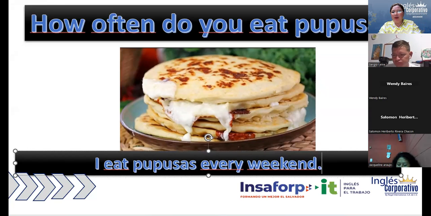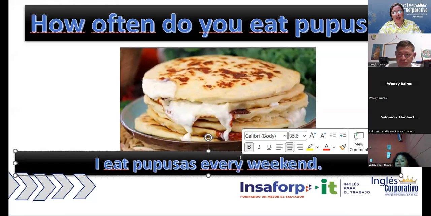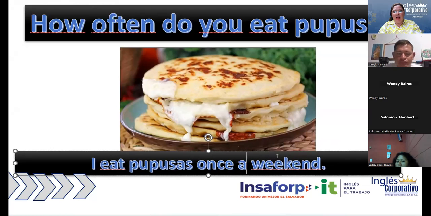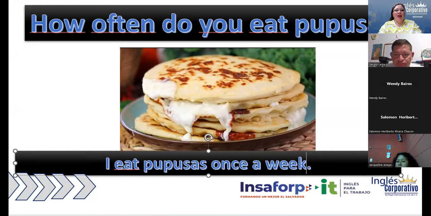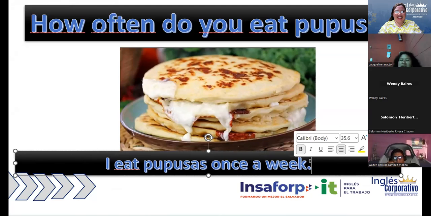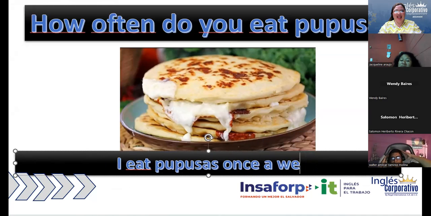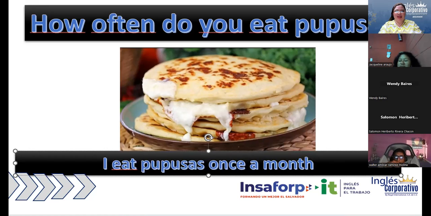Entonces, lea la misma que yo he puesto ahí en la pantalla. One, yes. I eat pupusa every weekend. Okay. Esa es muy buena. Once a week. I eat pupusas once a week. Very good. Jacqueline, how often do you eat pupusas? I eat pupusas una vez al mes, teacher. Okay, once a month. A month. There you are.